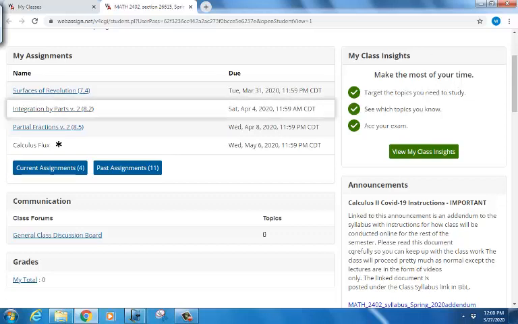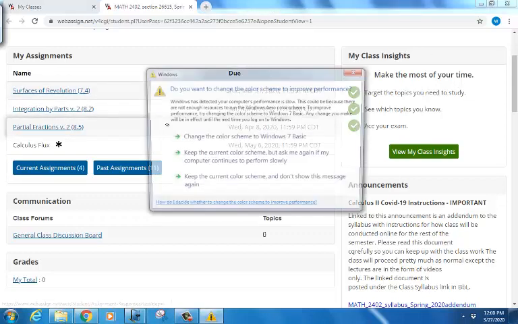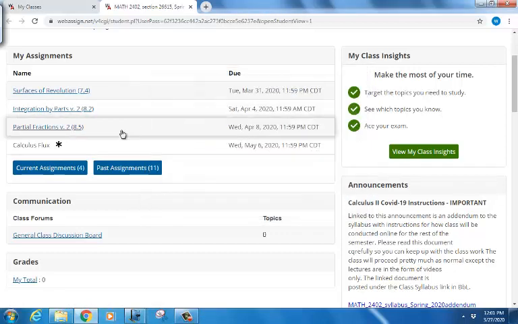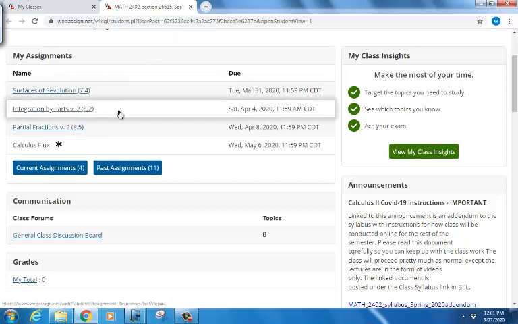That test is going to go through partial fractions, which is this homework that we started discussing last time, and I'm going to continue with a couple more examples of partial fractions today. That is due on Wednesday, April 8th. So the test will cover volumes, differential equations, surfaces of revolution, and integration by parts. This is a very important part of the test. Integration by parts, and then also integration by partial fractions.